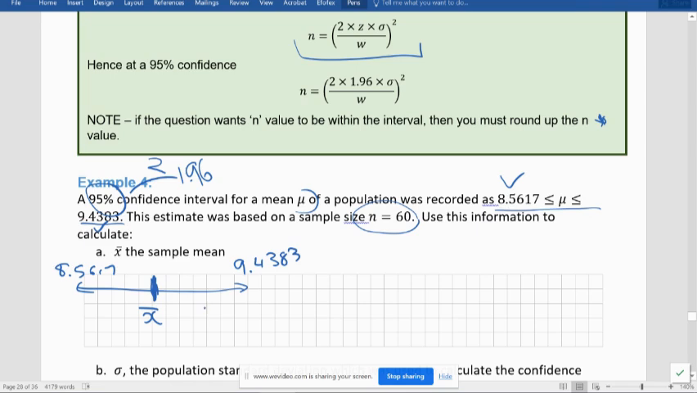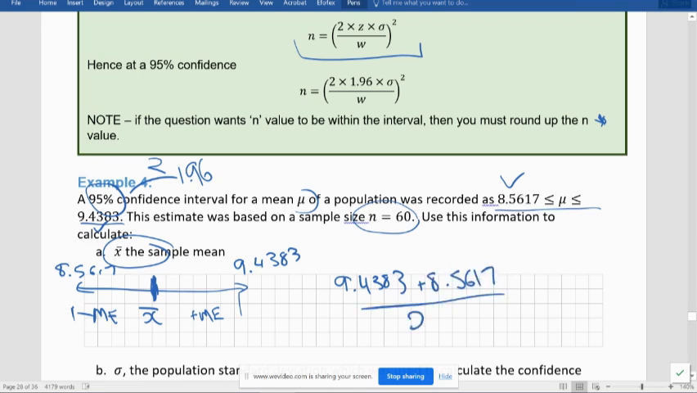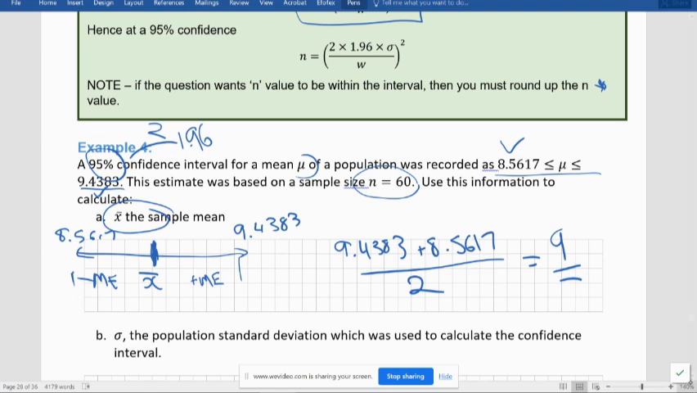Okay, because remember, you add the margin of error to get to this endpoint, and you subtract the margin of error to get to this point. So if you actually want to find the sample mean, guess what? How do you find the middle of 2 points? You take an average. If you just add those two quickly, even though they look ridiculously complex, the sample mean is just 9. Yeah, so the sample mean is 9 there.